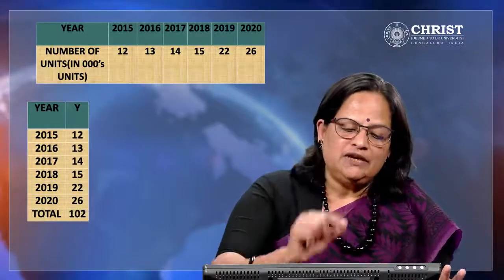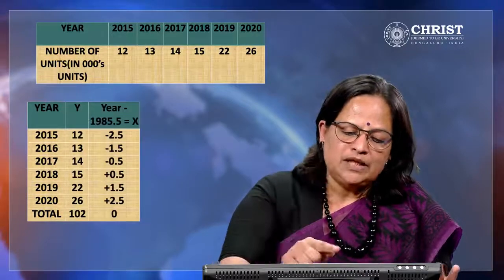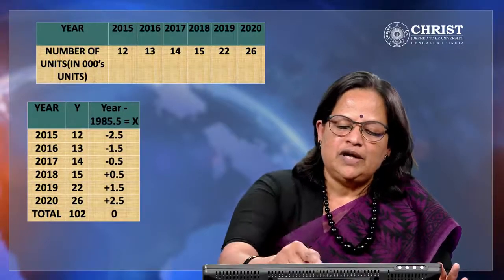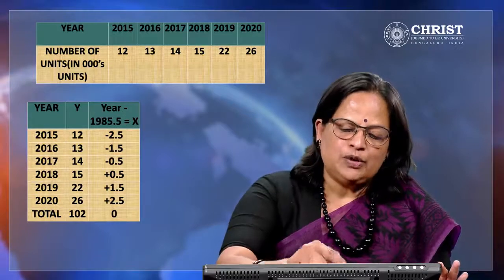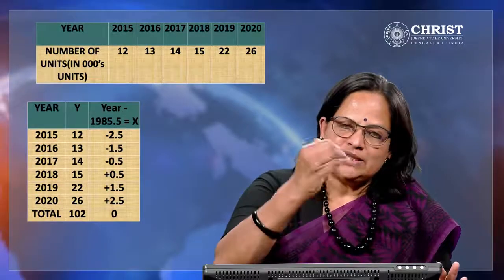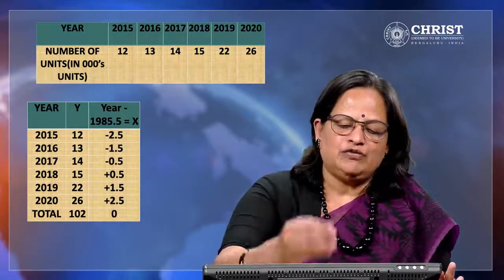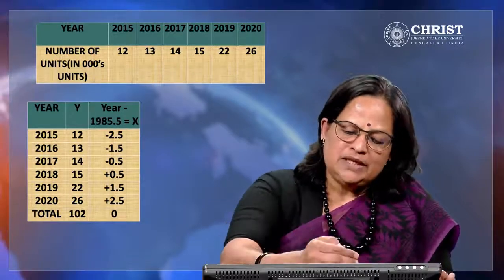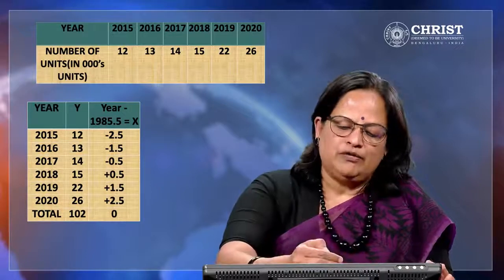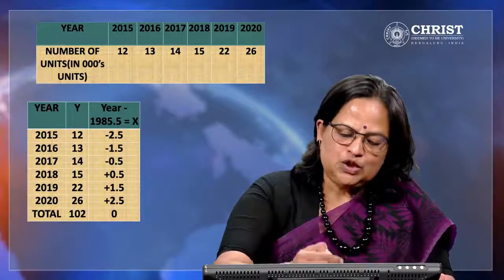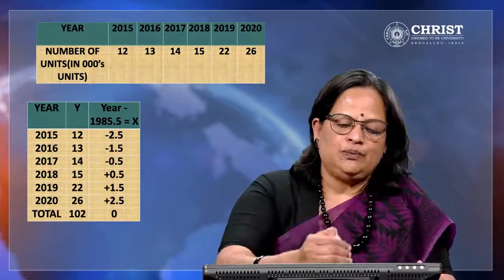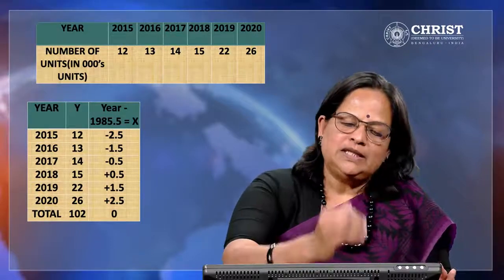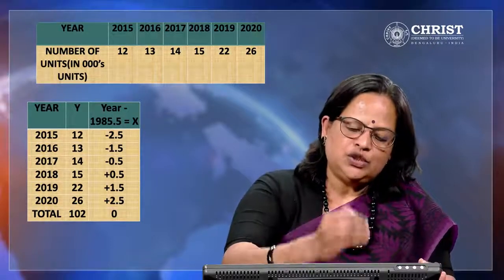So that means deviation: 2015 minus 2017.5, you will get the x value as minus 2.5. Next will be 2016 minus 2017.5, minus 1.5. Like that you will get all the x values: minus 0.5, plus 0.5, plus 1.5, plus 2.5. So you will get the total as 0. Values of y: 12, 13, 14, 15, 22 and 26.